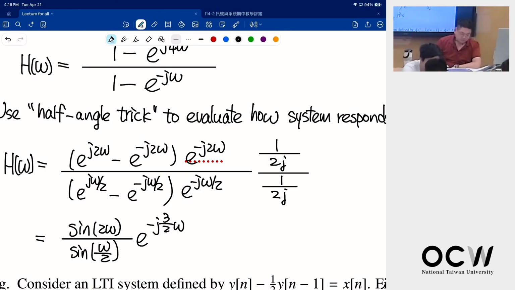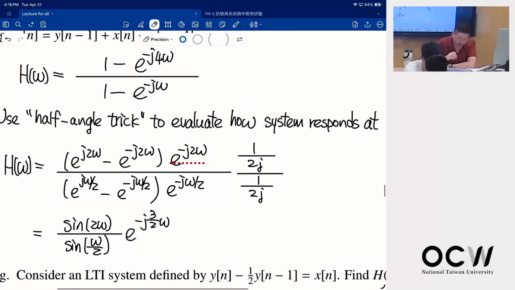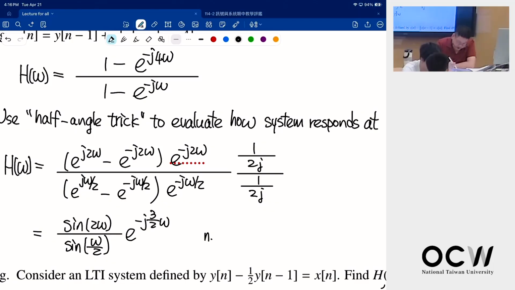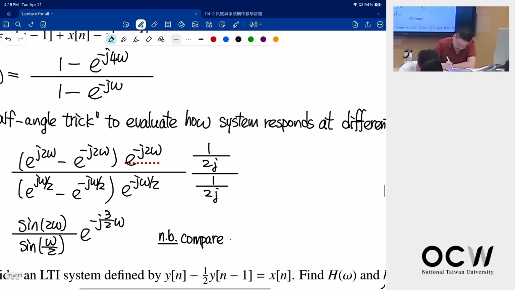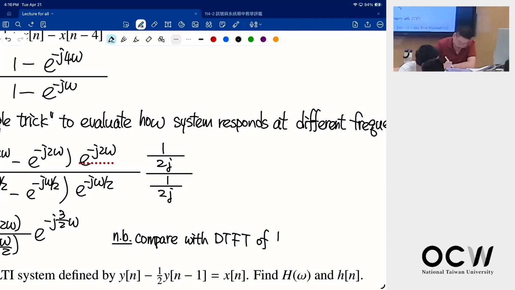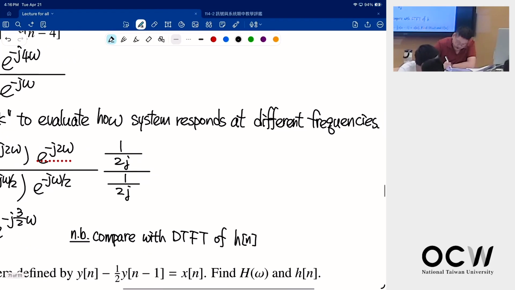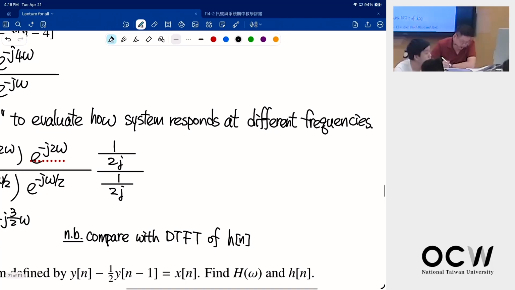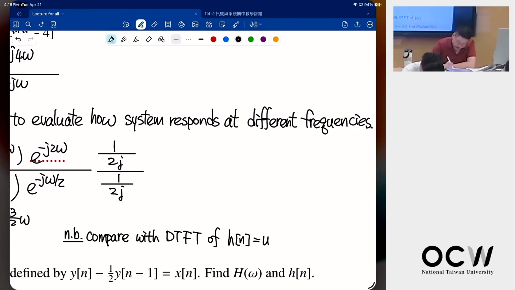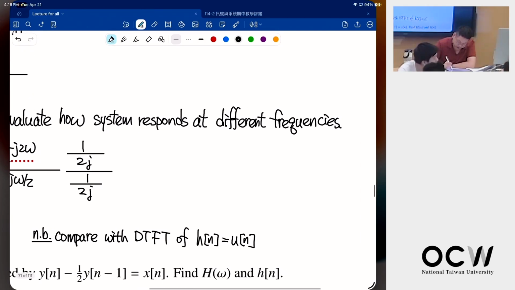Okay. This you can also compare with the discrete time Fourier transform of the impulse response if it is u[n] minus u[n minus 4].